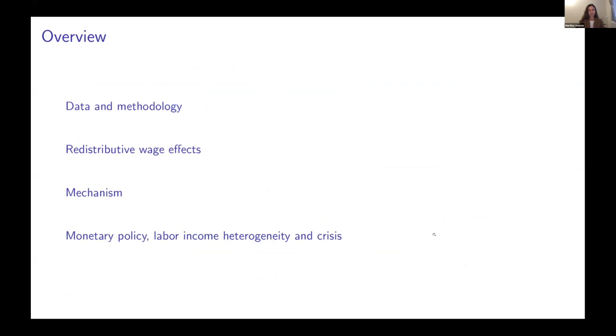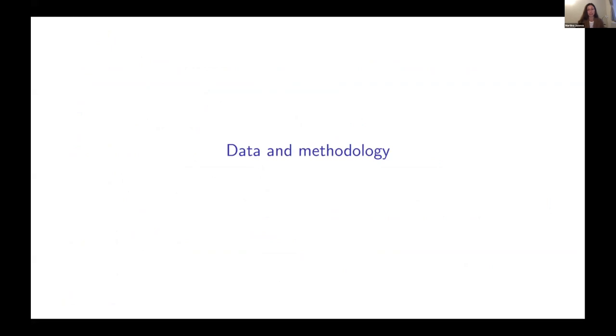Okay. So for the rest of the talk, I'm going to give you a very quick preview of the data and methodology, and then I'm going to talk about the three results: the redistributive wage effects, the credit mechanism, and then the role of the crisis. So let me jump straight to the data.